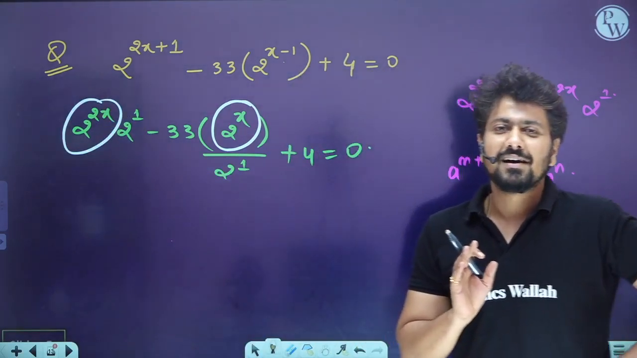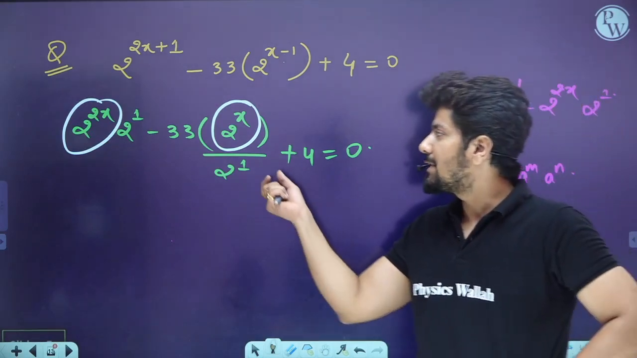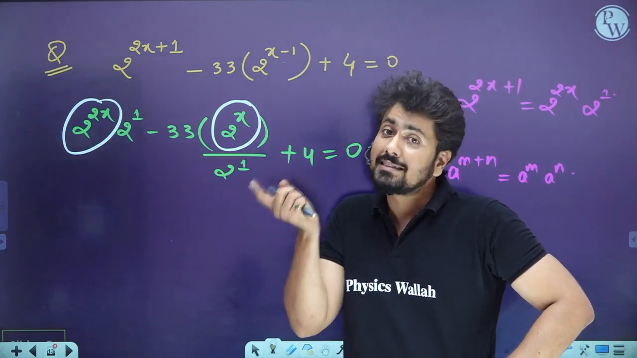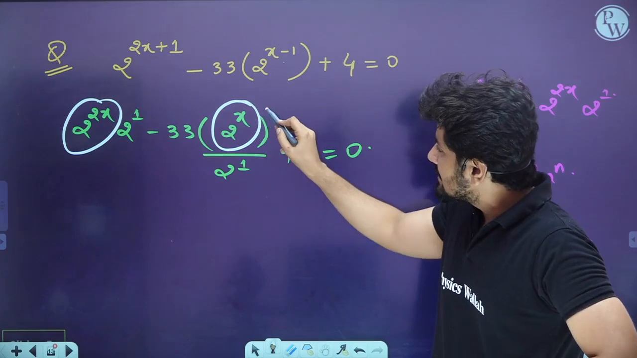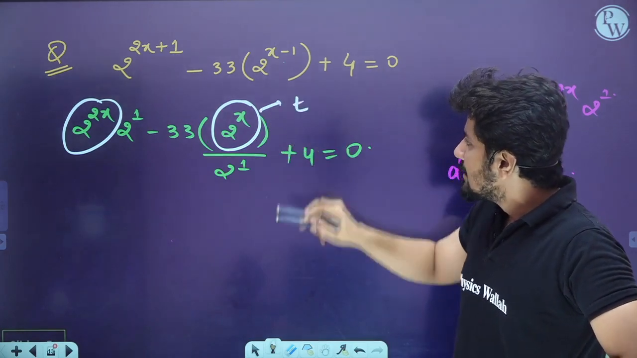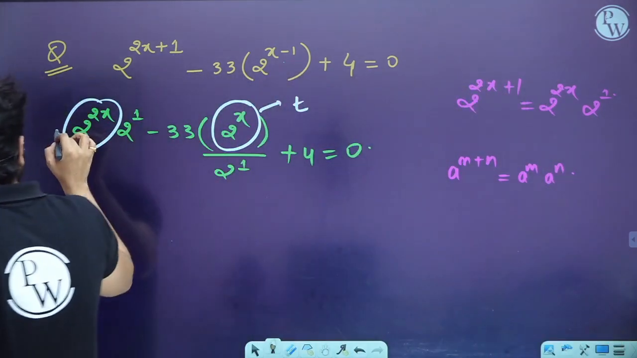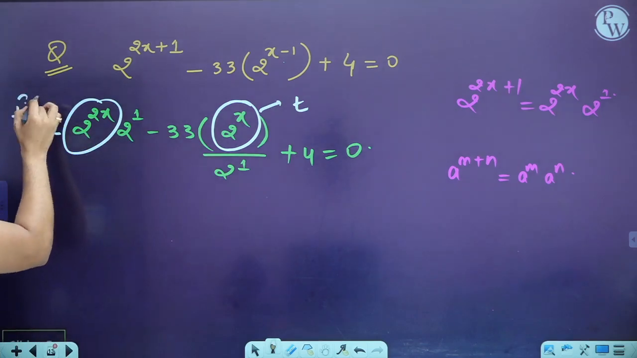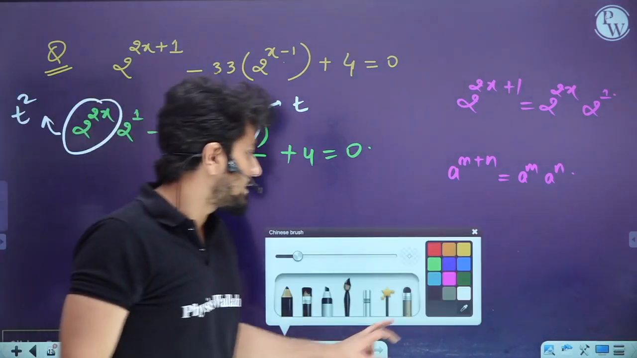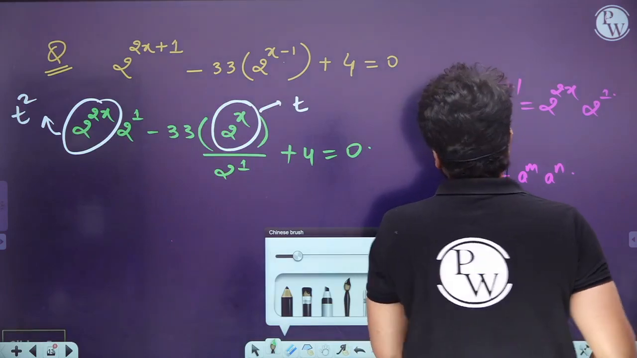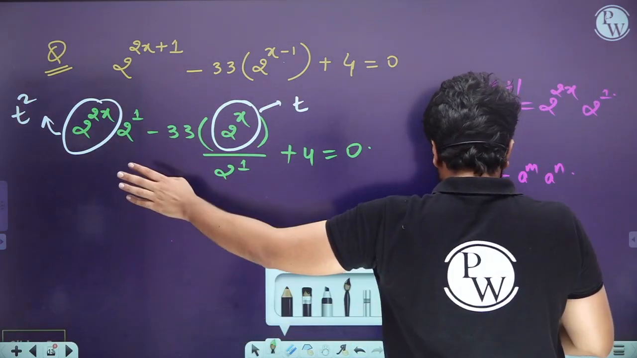So our approach in this question is that we are going to take 2 raised to the power x as t. If I consider this term as t, this term will be t square. This term will be t square. So this becomes a quadratic in terms of t. Now you must be asking, sir, how does this term become t square?